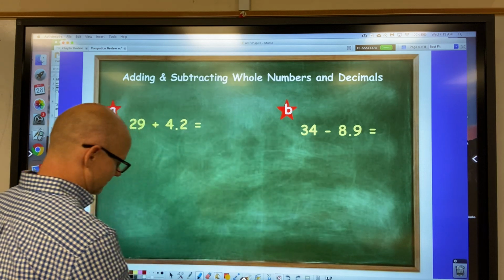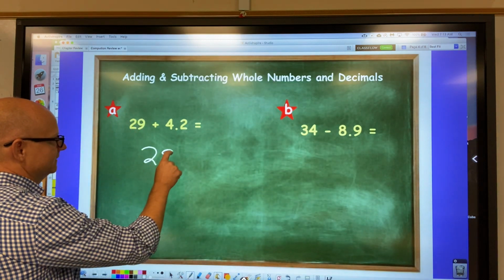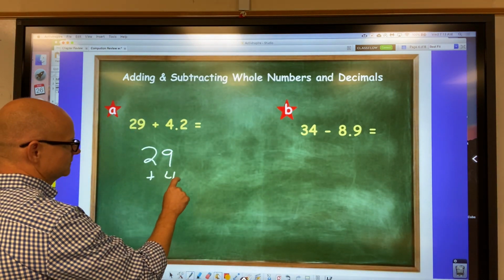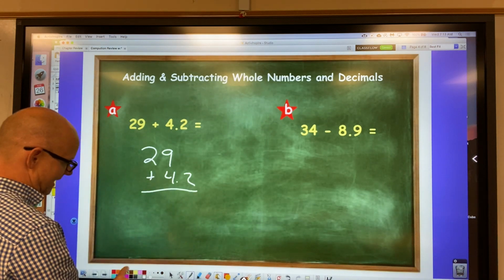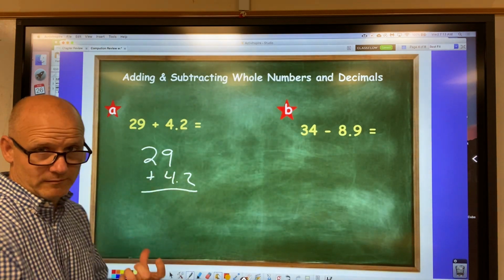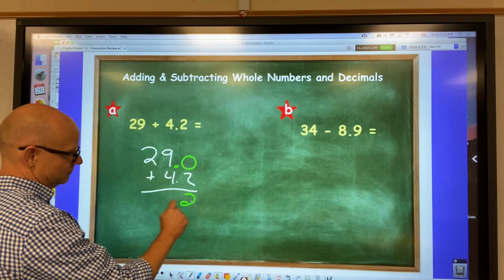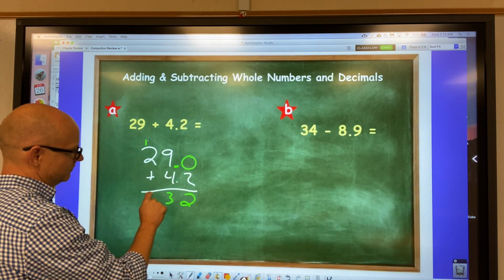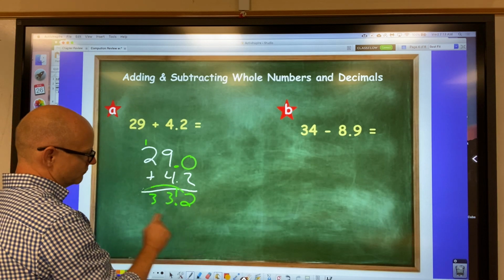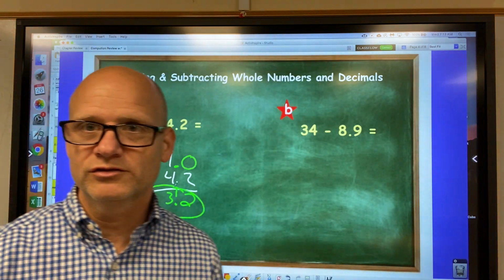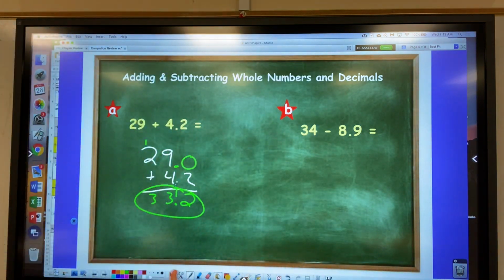So here in this problem, I should have 29 plus 4 and 2/10. You can always add a decimal after a whole number, and it's always to the right of the ones place. And so now we just add. We get 2, 13, and then 3, and bring the decimal down. Remember, we expected about 33, 34. Do you see our sum is close to 33, 34?